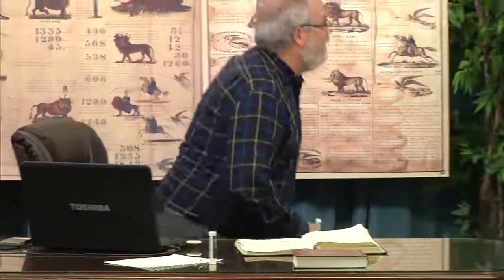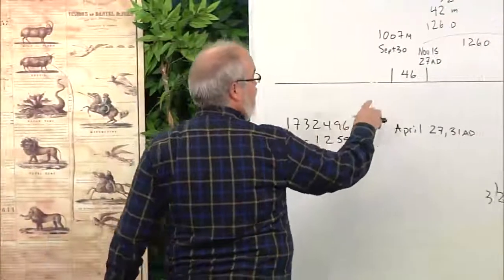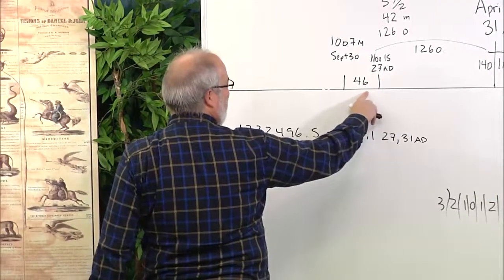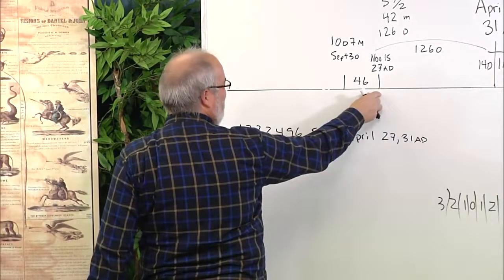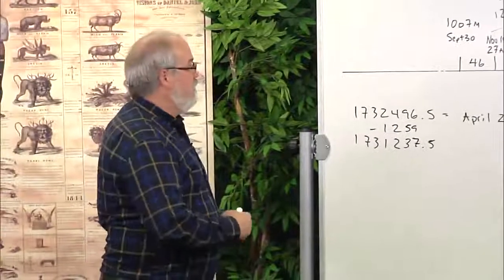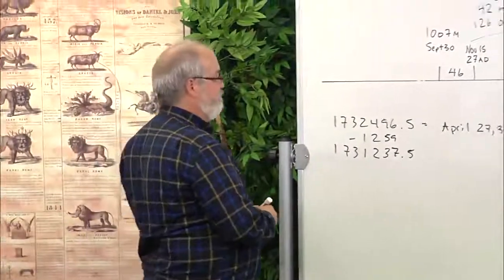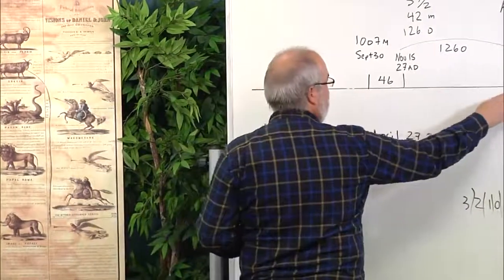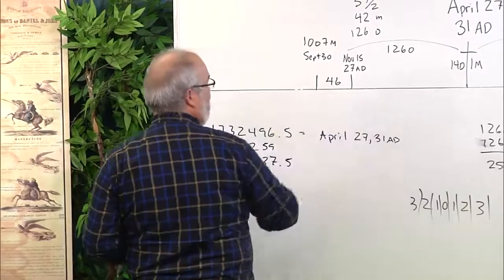Does that make sense to people, how we're doing that? Okay, and that's because October has how many days? 31, and then there's 15 days in November, so that ends up being 46. Okay, that makes sense? So this is the 10th day of the 7th month, and this is 1260, and this is 46 days.